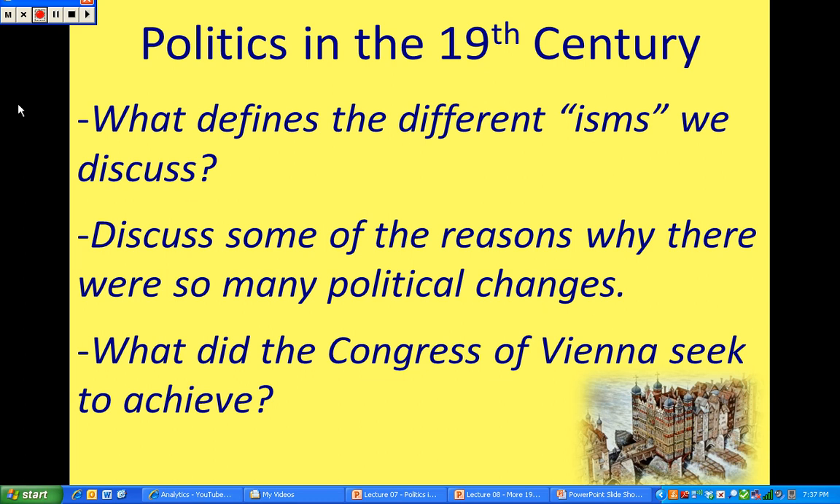But here we go with politics in the 19th century. We'll look here at some of these different isms that are listed, because there are a lot of different movements in the 19th century. Let's talk about some of the reasons why these political changes are happening and also what the Congress of Vienna seeks to achieve. I may move a little more quickly, but that's because you have the capability of pausing this video and writing things down as you may need.